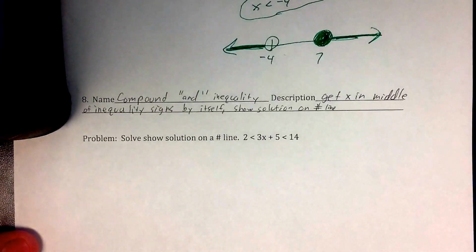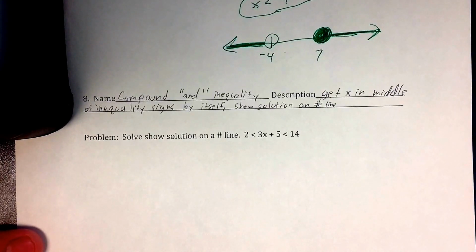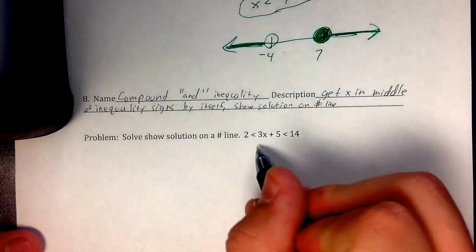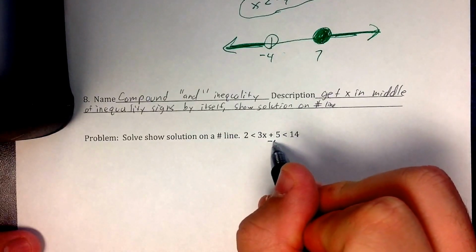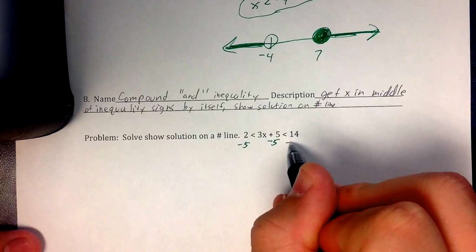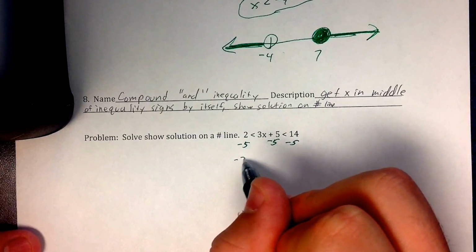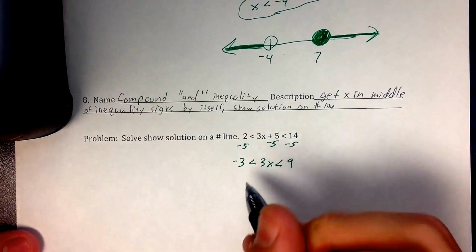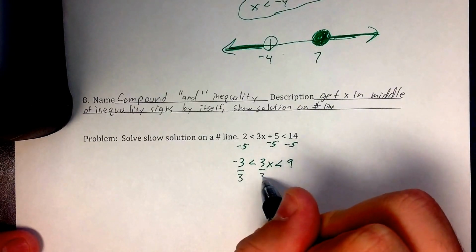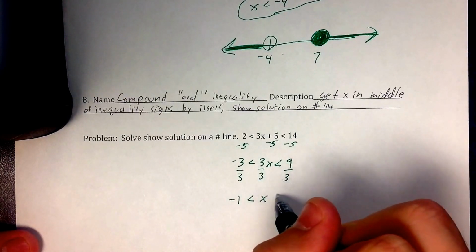Okay, number 8 is a compound inequality because the two inequalities are put together to form one. We want to try to get x in the middle of the inequality signs by itself and then show the solution on a number line. So 3x plus 5 is in the center, so if I'm trying to get x by itself I need to get rid of the plus 5 first. So I'm going to subtract 5 from the front, the middle, and the back. 2 minus 5 is negative 3, less than 3x, less than 9. And then I have to divide everything by 3. Negative 3 divided by 3 is negative 1, is less than x, which is less than 3.